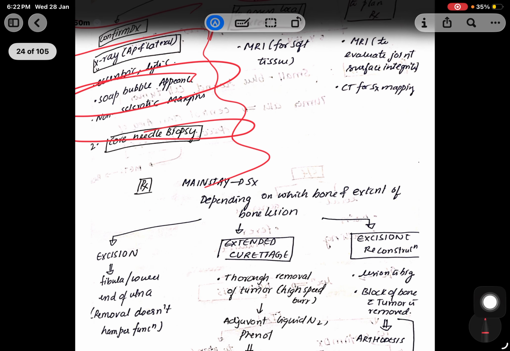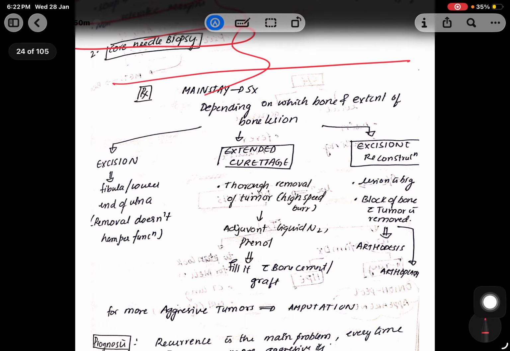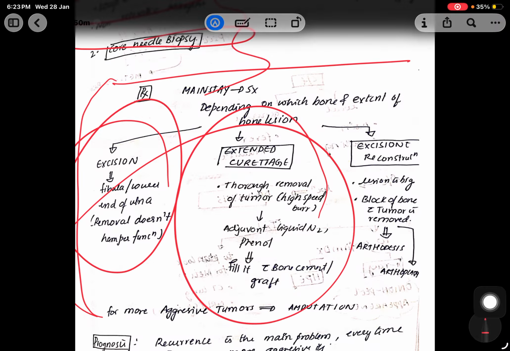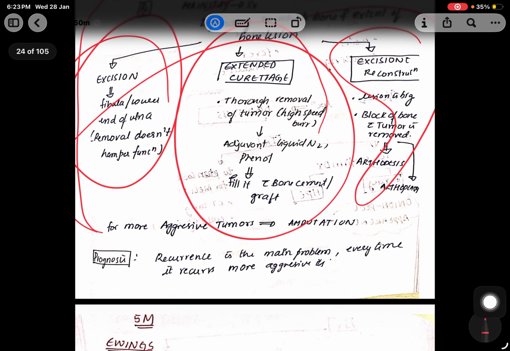That is the soap bubble appearance. Okay, the mainstay is surgical here because it's a benign locally aggressive disease, though there is a malignant part of it. But while writing, excision is the main thing, and you have to do curettage. Then you have to fill the part with either bone cement or bone graft. Then obviously you have to do the reconstruction part. You cannot just leave and go, right? So you have to write about that also.